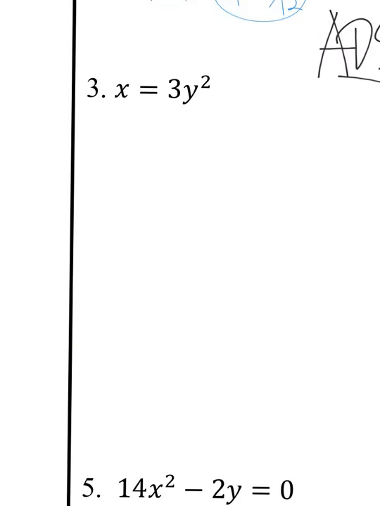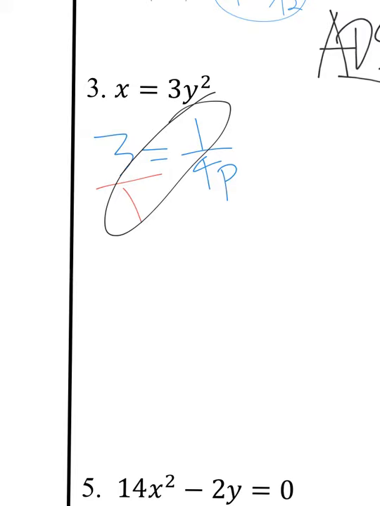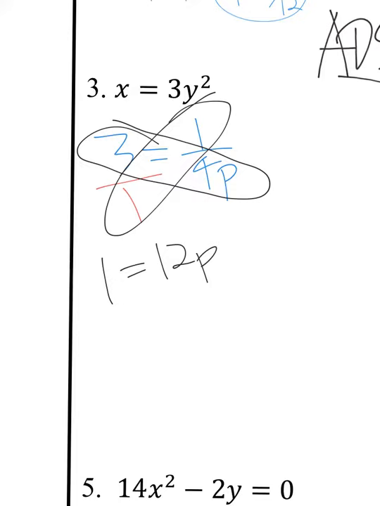So number 3, we have an equation in x equals, but the process will still be the same. You have 3 equal to 1 over 4p. So we have a whole number. Anytime you have a whole number, just throw it over 1. So when you cross multiply, you're doing 1 times 1, so that's 1, equals 3 times 4p, so that's 12p. So we'll divide both sides by 12, and so p will equal 1 over 12.